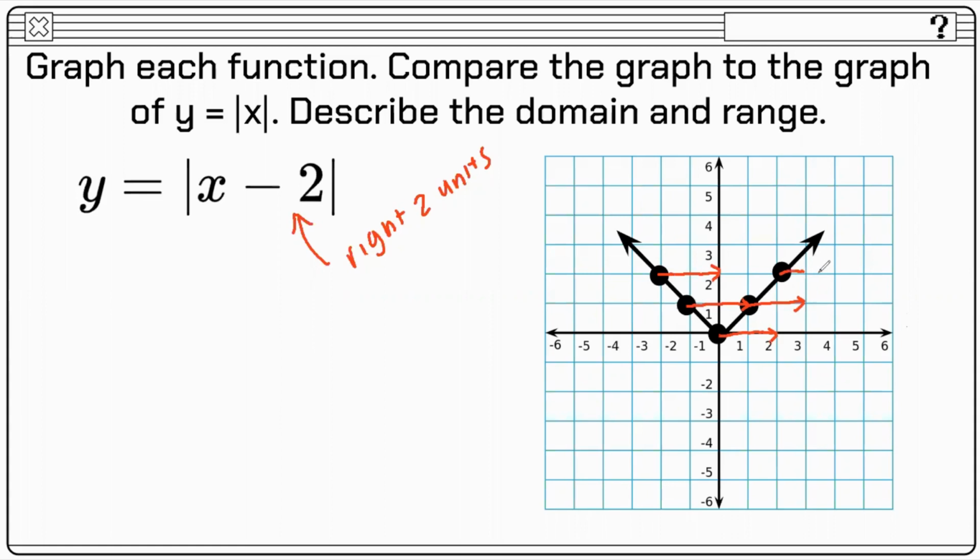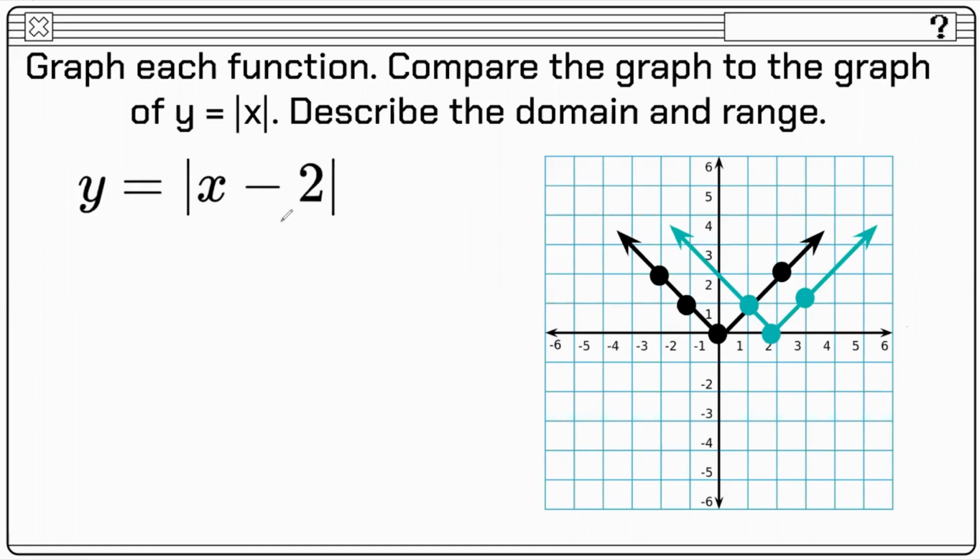And (2, 2) would be translated to (4, 2). So you can go ahead and graph those points and then connect them with your lines. And so here's how your translated graph would look. And also, I just wanted to make a brief note on the vertex.